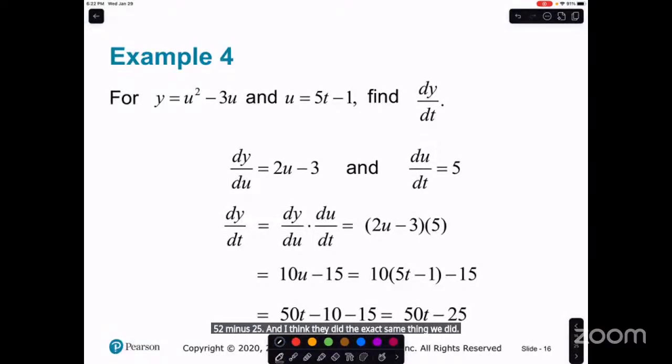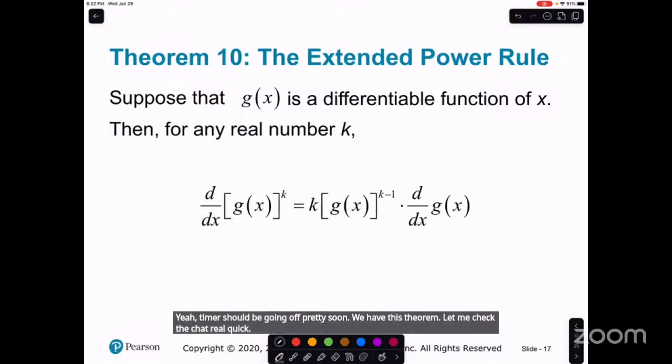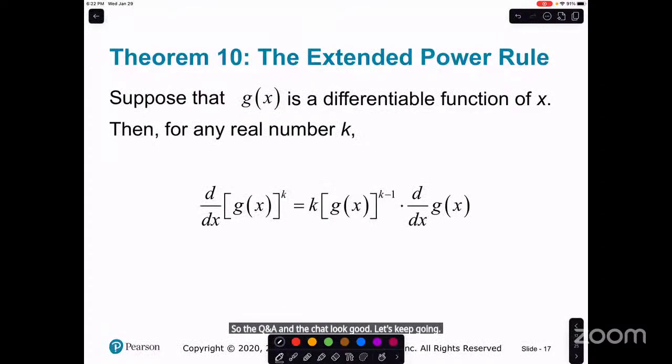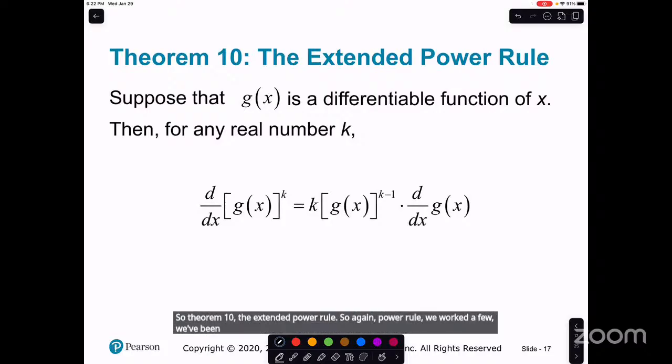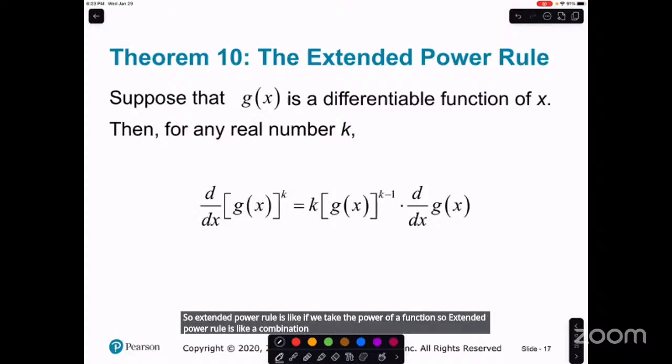So, okay, our timer should be going off pretty soon. We have this theorem. Let me check the chat real quick. So the Q&A and the chat look good. Let's keep going. So theorem 10, the extended power rule, right? Again, power rule, we've been working a few of these repeatedly between Monday and today. So extended power rule is like if we take the power of a function. It's like a combination of the power rule with the chain rule, right?